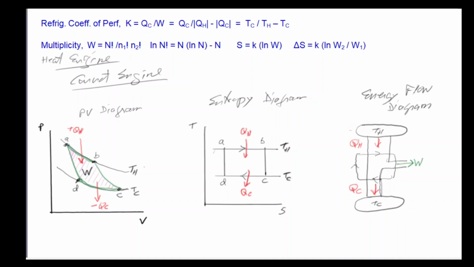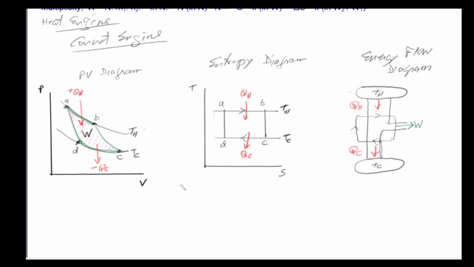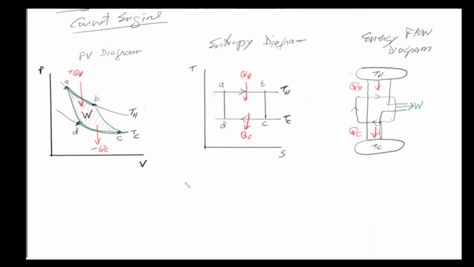In the PV diagram on the left, you can see the Carnot cycle, and it has 4 stages, and we'll look at each stage: A to B, B to C, C to D, and D back to A. So A to B follows along the isotherm, temperature T_H, the hot temperature. So that's an isothermal process.